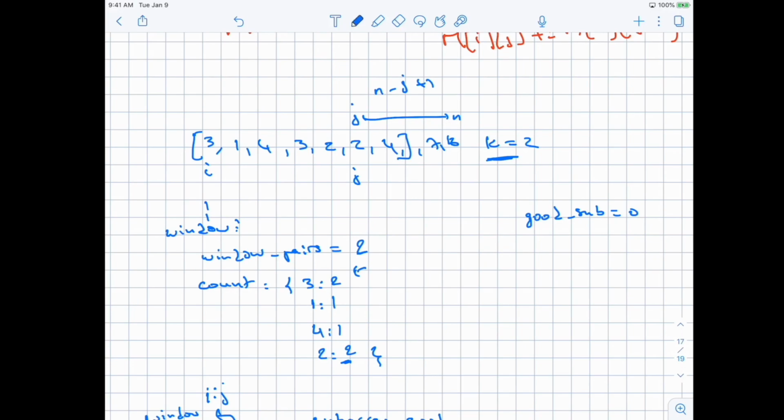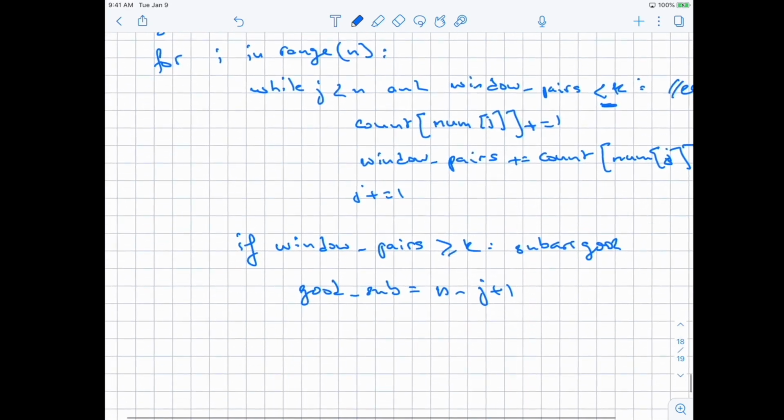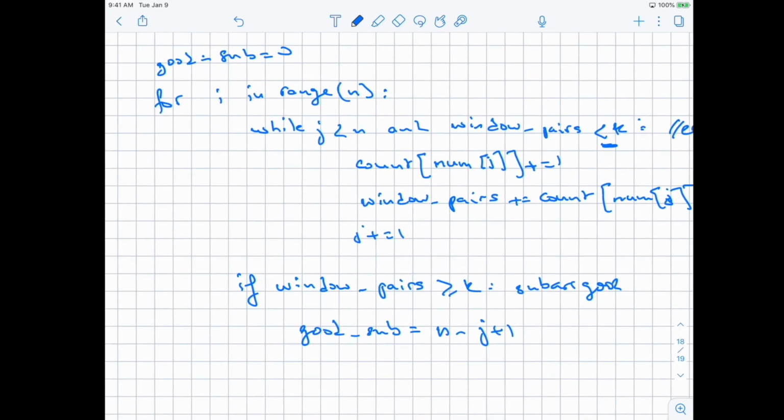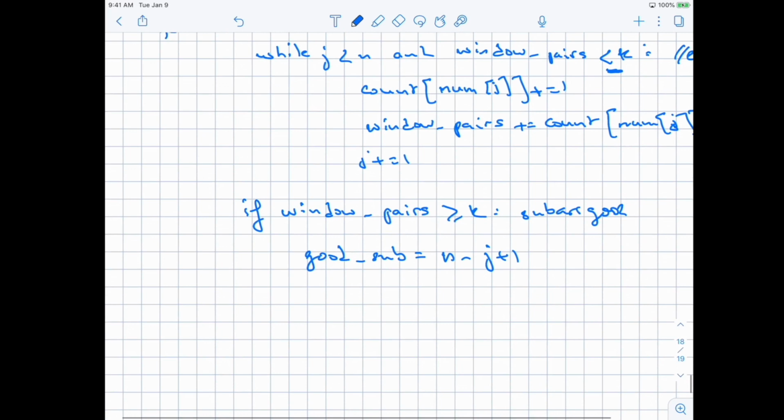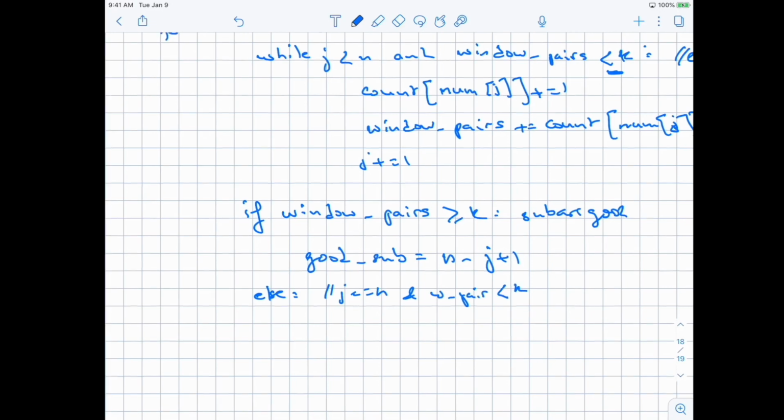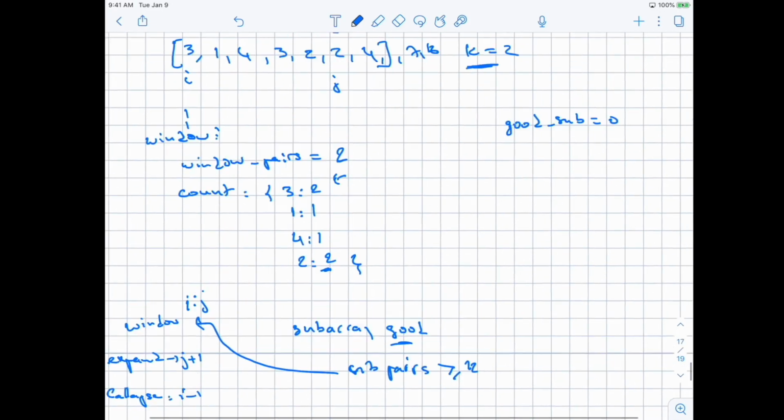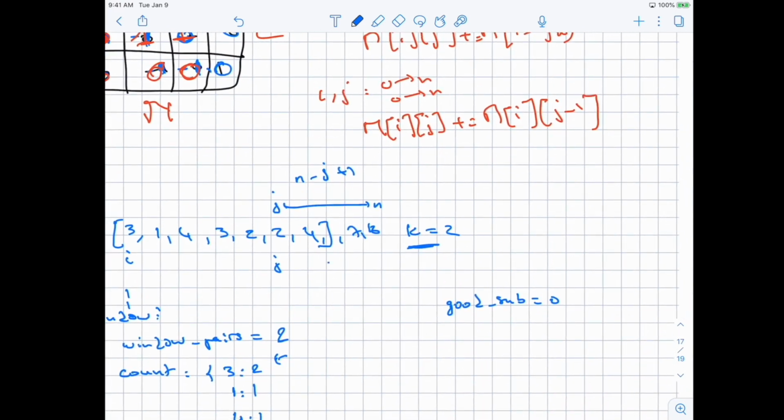And so our G here, so we'll count that, but our J will stay the same there in that position. But what if we exited here, but the window pairs was bigger or equal to K? It was smaller than K. That means J was equal to N, and the window pairs was smaller than K. Well, in this case, that means we reached the end here, but we didn't have enough pairs.